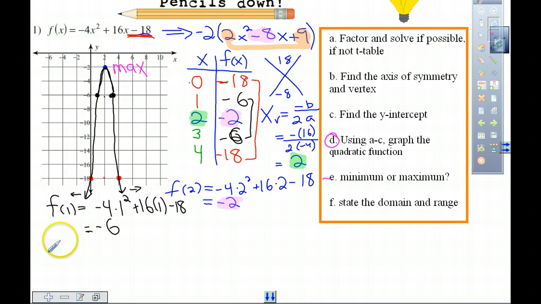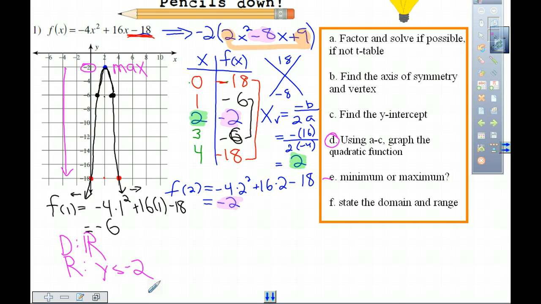Domain is all real, yes. Meaning we can really pick anything here. I can pick 1.25, I can pick square root of 2, I can plug anything I want into here. But my answers are all where? Negative 2 and below, right? That's where the graph is. It's at negative 2 and down. So y is less than or equal to negative 2.